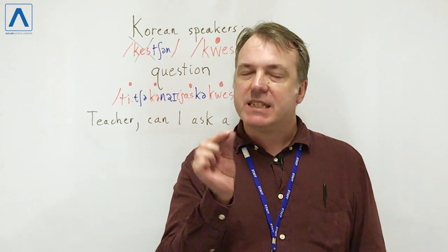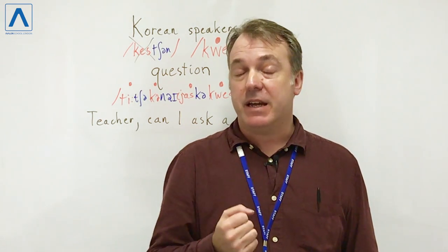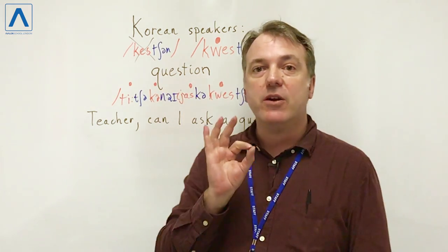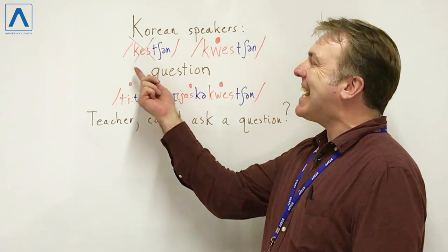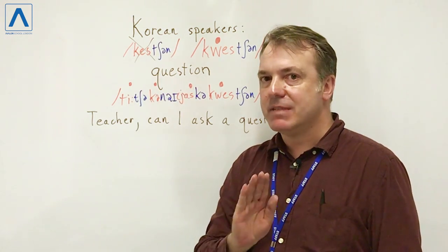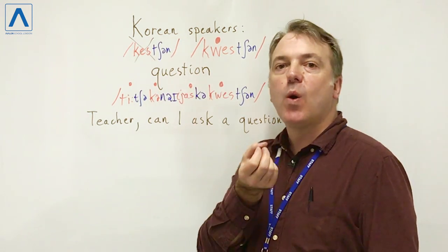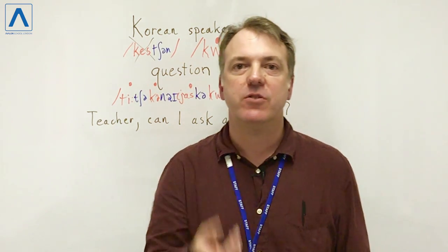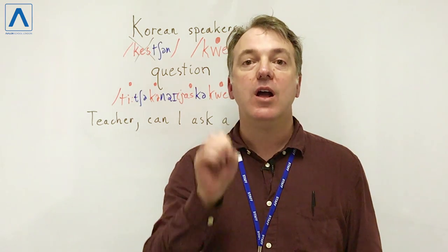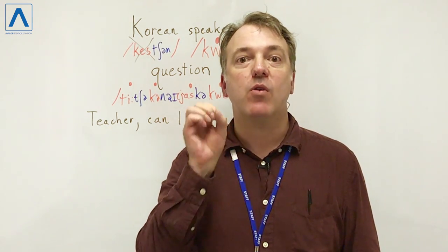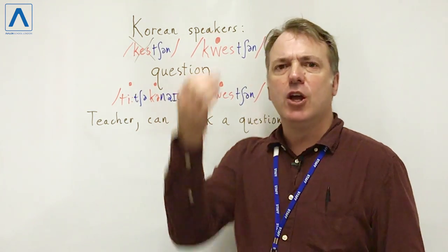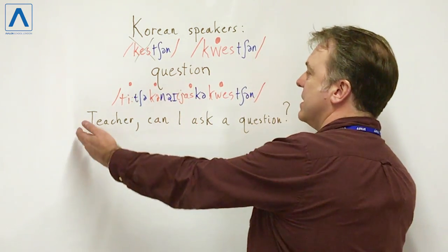I'm Zane. Today we're going to look at a mistake that many Korean speakers make, and that is with this word, question. Many Korean speakers say this, question, but that's wrong. You need to say question, qua, qua, question. So repeat, qua, qua, qua. Qua qua qua question, question. Okay, an accent on the first syllable. Question.